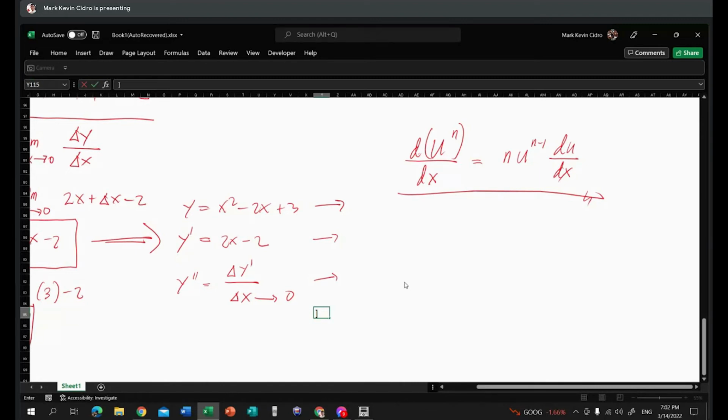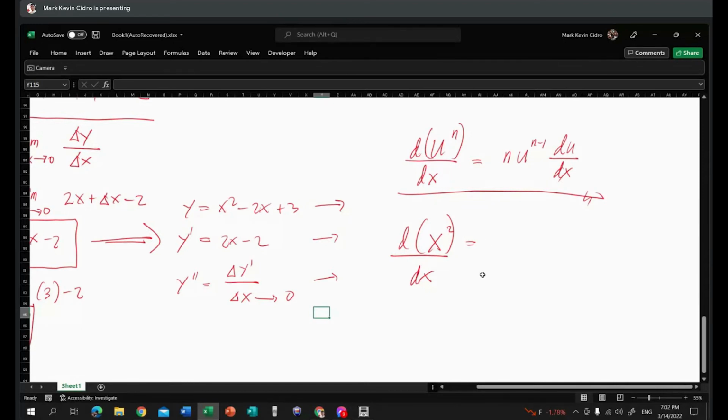Let us have this example. Single term lang muna. For x squared, you have here the x squared. So your u is x, your n is 2. If you want to get dx squared over dx, ibig sabihin the derivative of x squared with respect to x, or sometimes this is written as d over dx of x squared. Pareho lang. Okay, so you have here the derivative of x squared over dx.